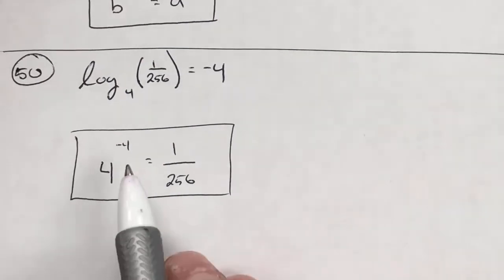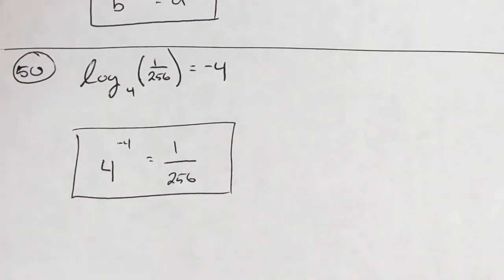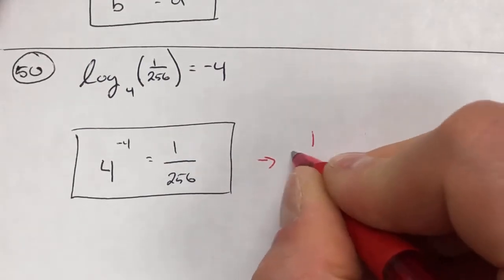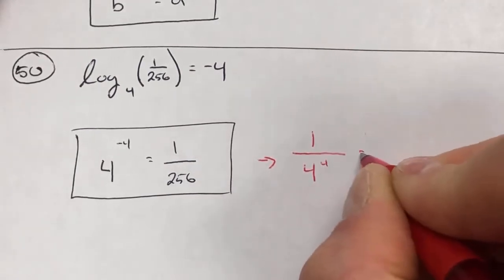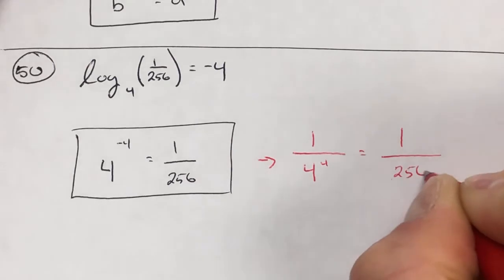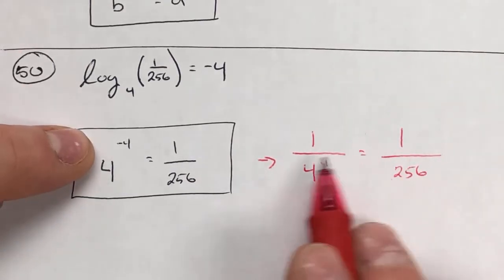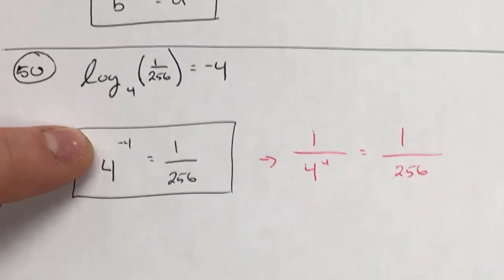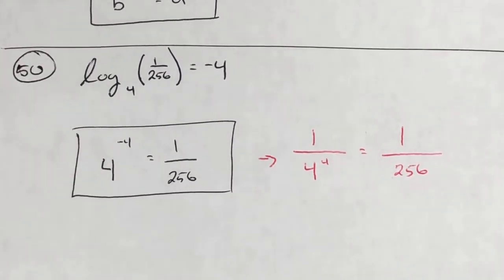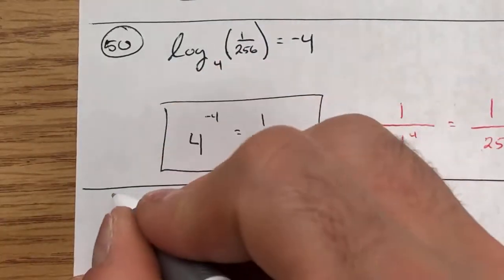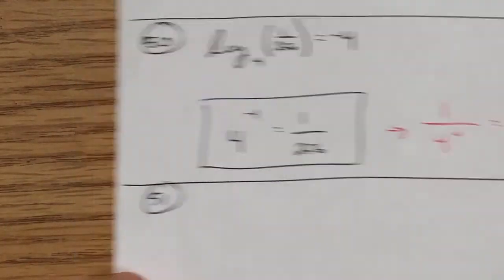That actually makes sense, because if I were to rewrite this, I know that 4 to the -4 can be rewritten as 1 over 4 to the 4th, which is 1/256, which looks a lot more familiar. The negative exponent just means it's a positive exponent in the bottom, hence the large fraction. But that's the end of question 50. Let's take a quick look at 51.